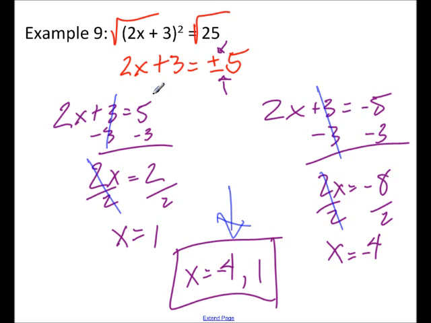And if you don't trust your answers, you're always welcome to go back and plug them in right here. Let's try the 1. 2 times 1 is 2. 2 plus 3 makes 5. 5 squared gives us 25. Try the negative 4. 2 times negative 4 is negative 8, plus 3 gives me negative 5. And when I square it, it gets me right back to that 25. All is well with the world.